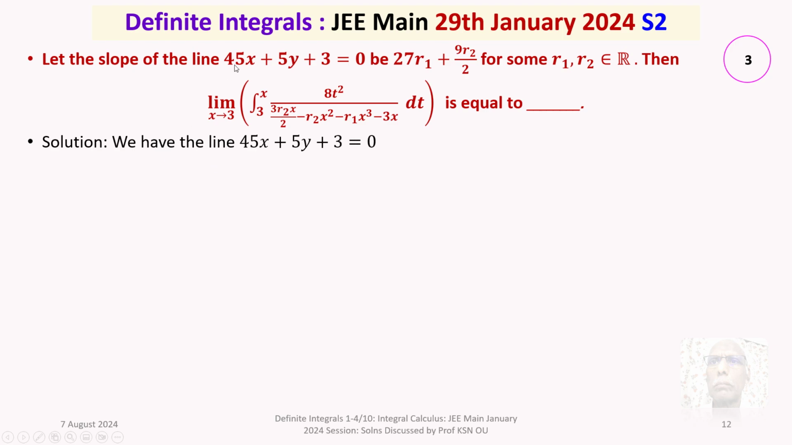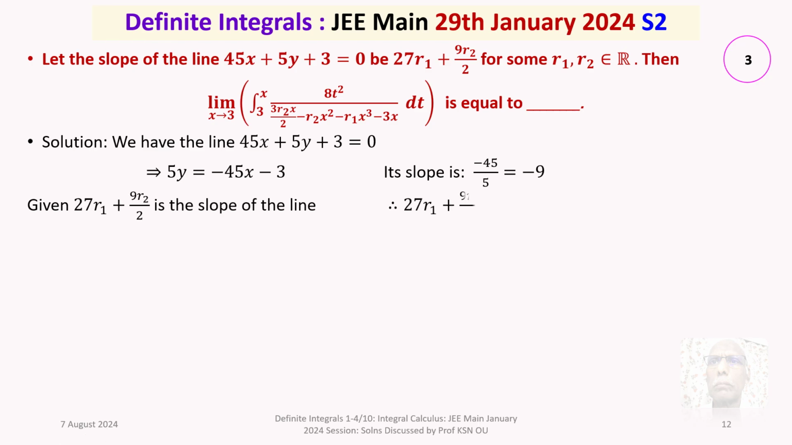We have the given line 45x plus 5y plus 3 is equal to 0. This will imply 5y is equal to minus 45x minus 3. Its slope is minus 45 by 5, that is minus 9. But the slope of the given line is given to be 27r1 plus 9r2 by 2. Therefore, they must be equal. Therefore, we get 27r1 plus 9r2 by 2 is minus 9. Right. Keep this aside.